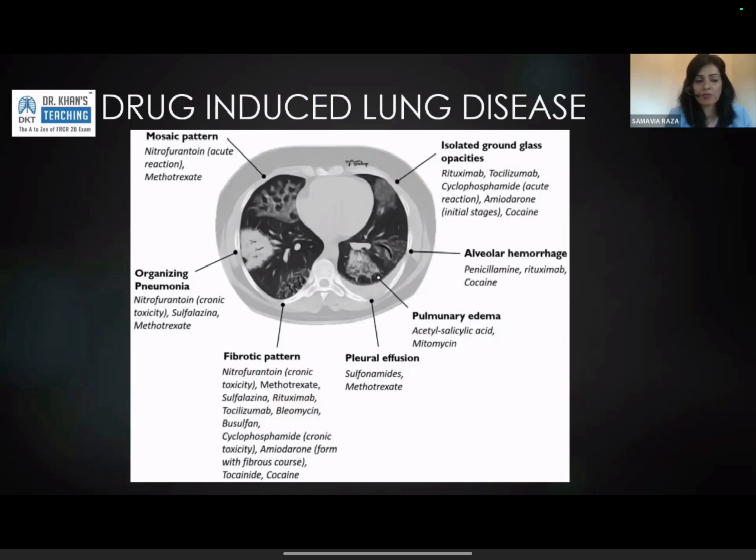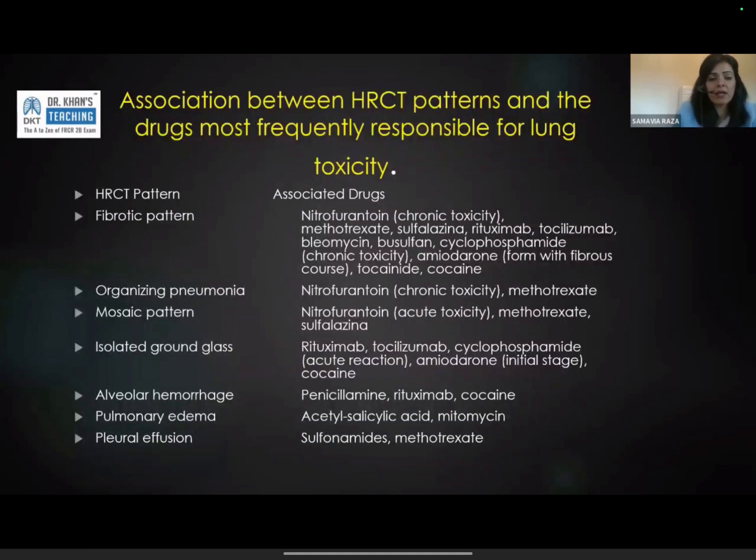It's seen and shouldn't be. It comes in the exam as well, and it gives an OP pattern. It can give a mosaic pattern. The very specific exam-related questions you will get are around certain drugs that are exam favorites.